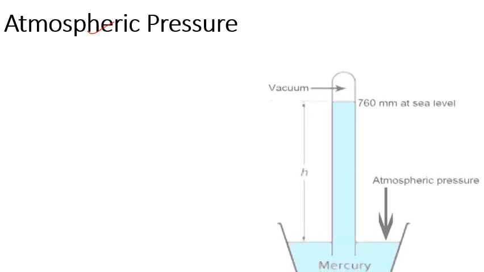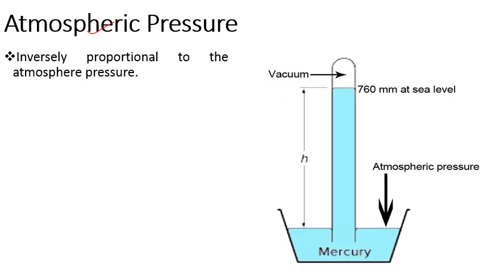The next important external factor is atmospheric pressure. So this shows an inverse relation with the rate of transpiration. It means higher the atmospheric pressure, lesser is the rate of transpiration, because it leads to an increase in the density of air. So it shows an inverse relation with the rate of transpiration.